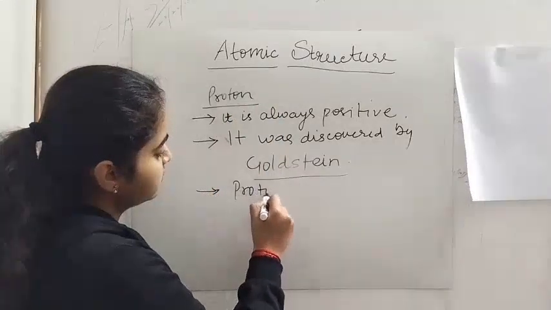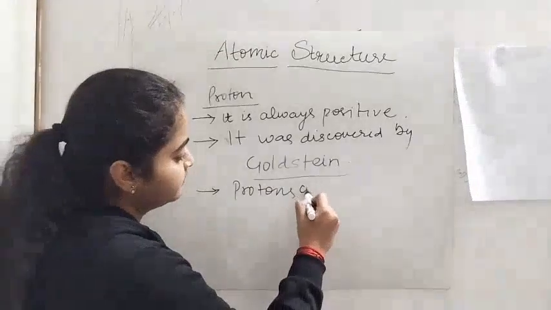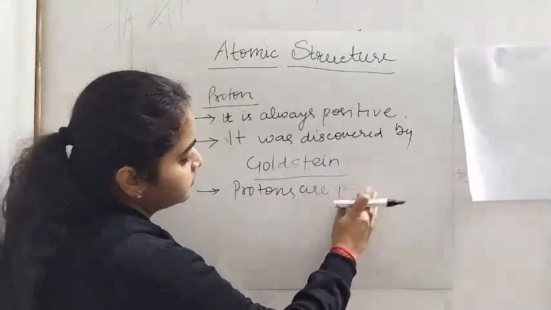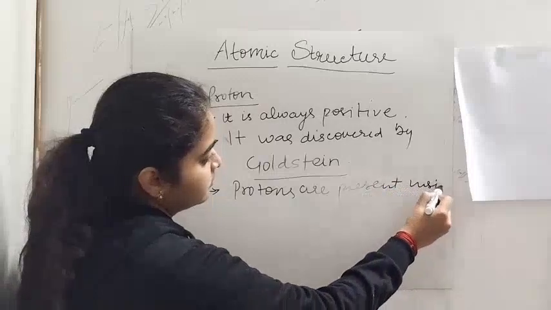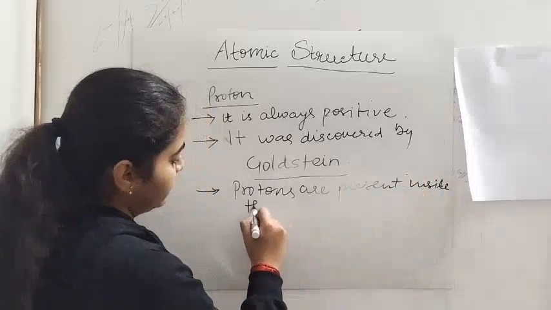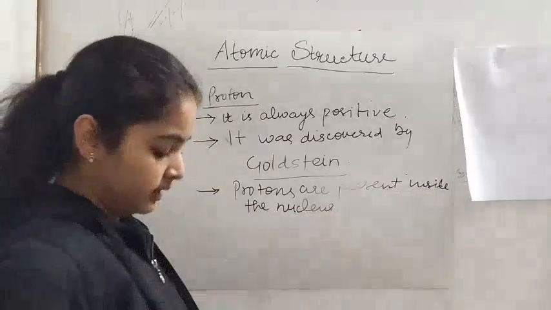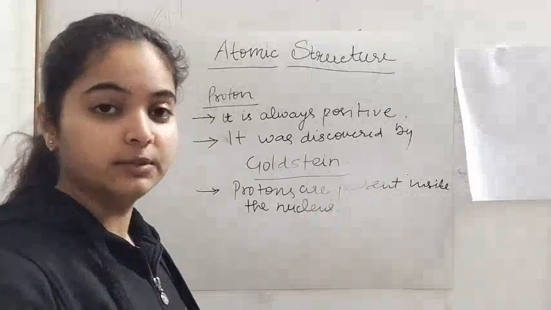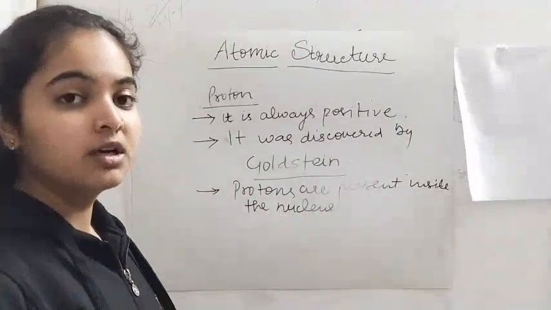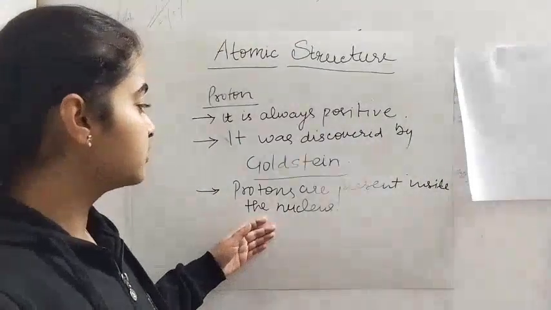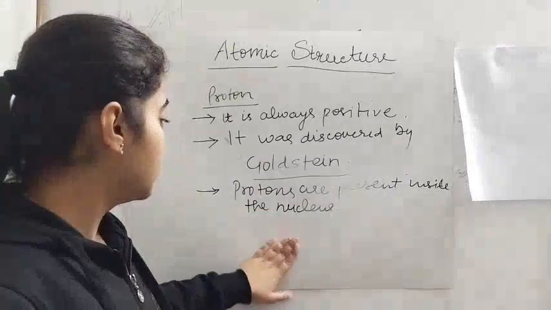protons are present inside the nucleus. And in the periodic table, the elements are arranged according to the atomic number. So the number of protons is equal to the atomic number of an element.